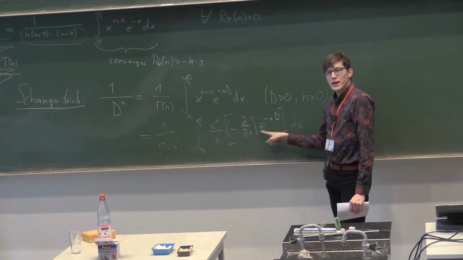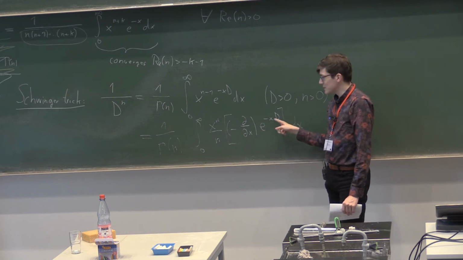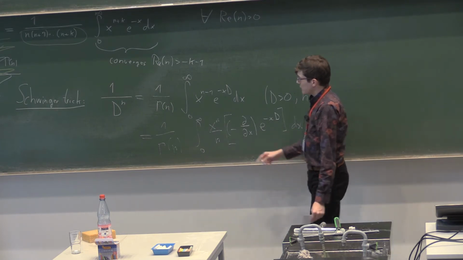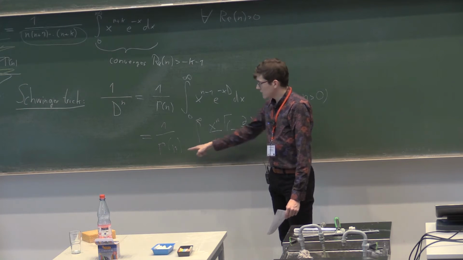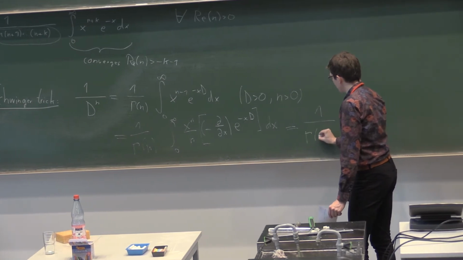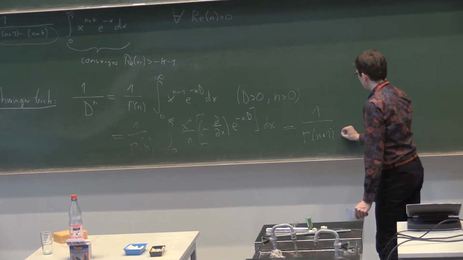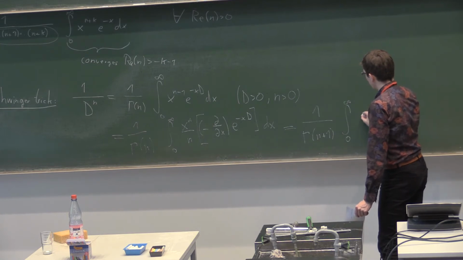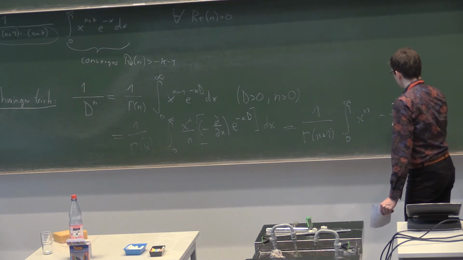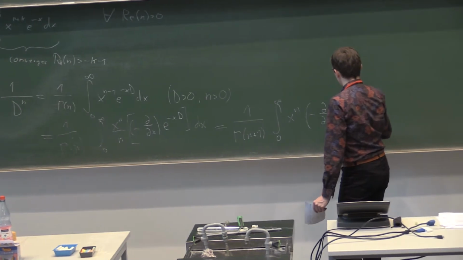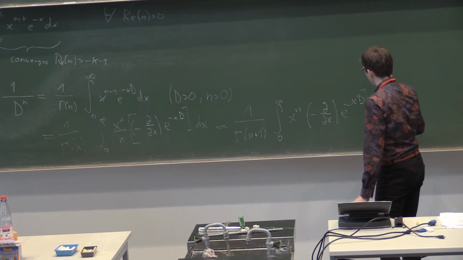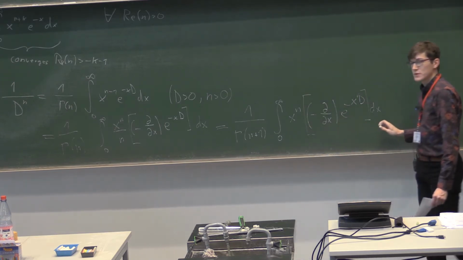And there is a reason why I don't carry out this derivative. Yeah, I mean, you could carry it out, you pull out the D, but let me leave it like that. So what we get is, well, we can use the functional equation of gamma to absorb the n into the gamma of n. So I can also write this as 1 over gamma of n plus 1, integral from 0 to infinity, x to the n, and then we have one derivative, minus d by dx of e to the minus xD, dx. Does this make sense?